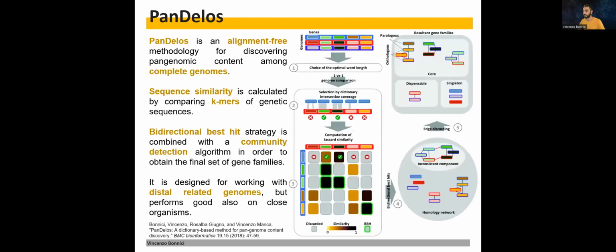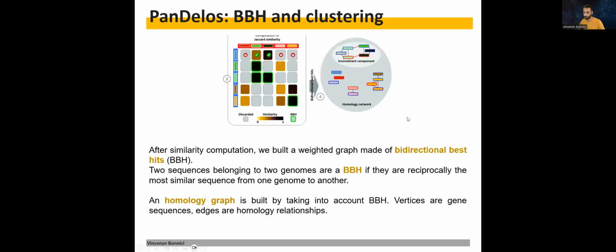As a final step of the analysis, after discarding the edges, we obtain the resultant gene families. In this case, we have orthologous and paralogous genes within the same gene families. Each component is a gene family. We have dispensable gene families and singleton gene families.